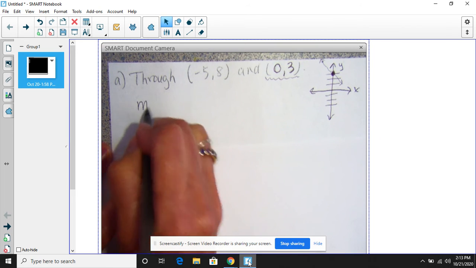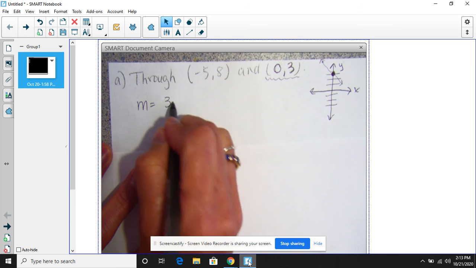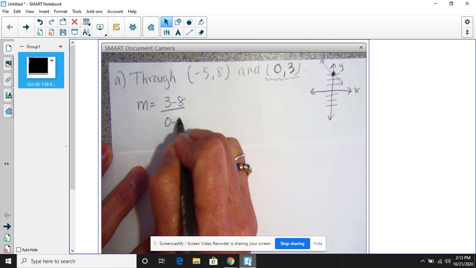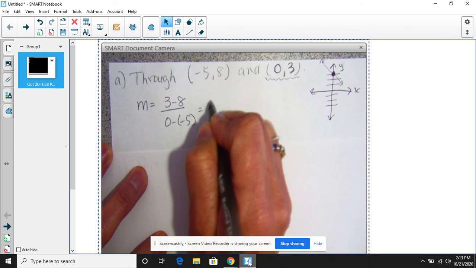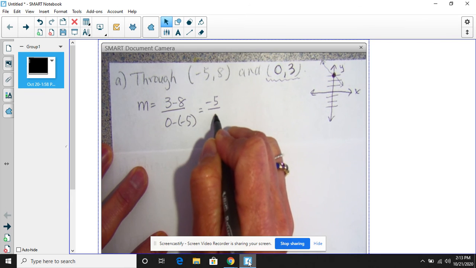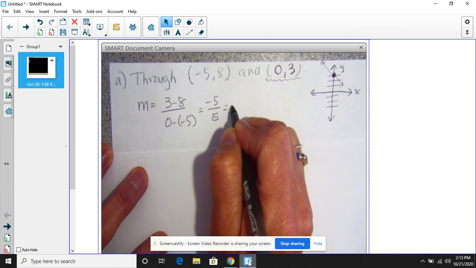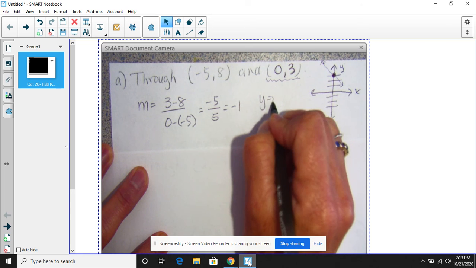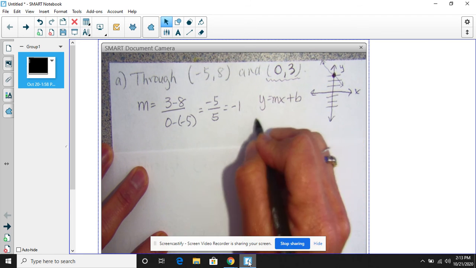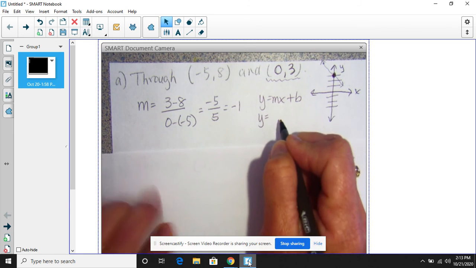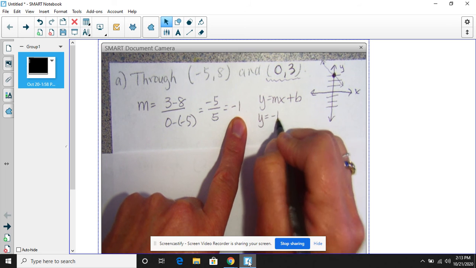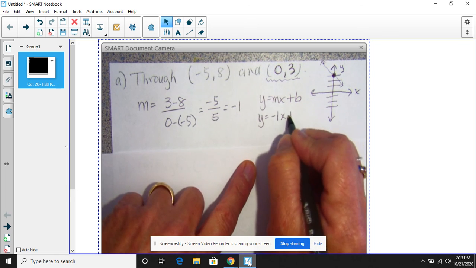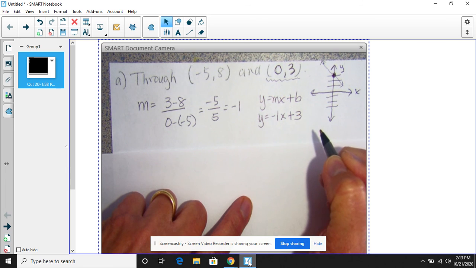Let's find the slope. We do 3 minus 8 over 0 minus -5, which is going to give us -5 over 5, which simplifies to what? -1. Okay, so again, we're plugging into that slope-intercept form. Write y equals, what is the slope? It's -1. Put the x beside it, and what is your y-intercept? It's +3, so write +3.